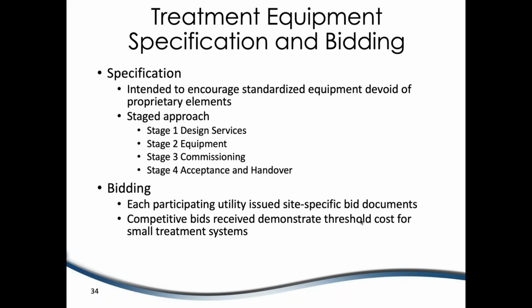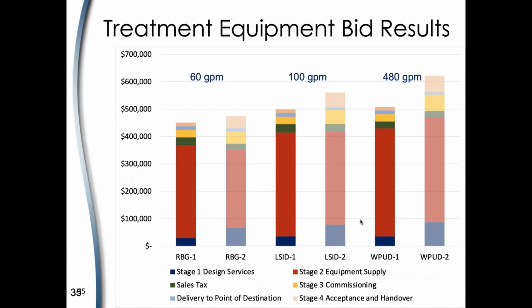And we had each of the 3 participating utilities issue site-specific bid documents. It was a lot more paperwork than we intended with the project to begin with, but we've made it through that process. Thankfully, we received competitive bids, and they very much demonstrate the threshold cost for those small treatment systems. Now, I'll tell you, we were in conversations with half a dozen or more potential equipment providers. We got responses from 2, and those 2 providers were fairly competitive, and I'll say that they were pretty darn close to what we had expected for the equipment supply bid costs. Those are what are shown here.